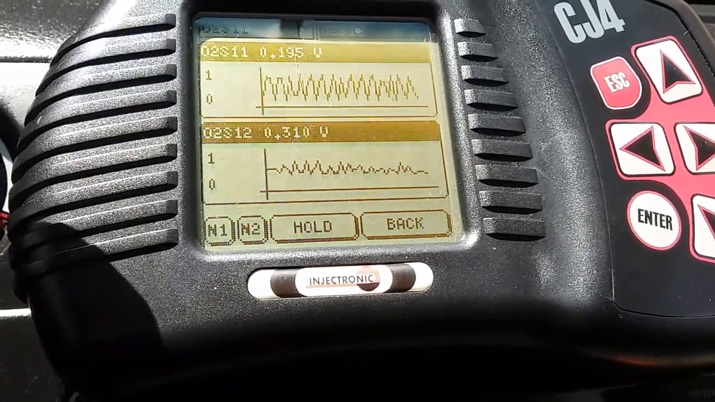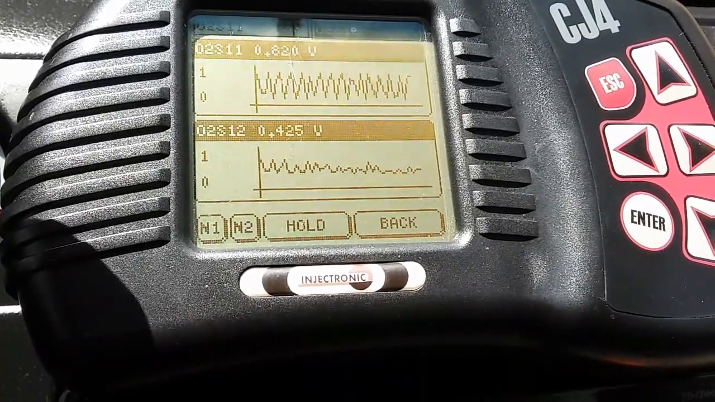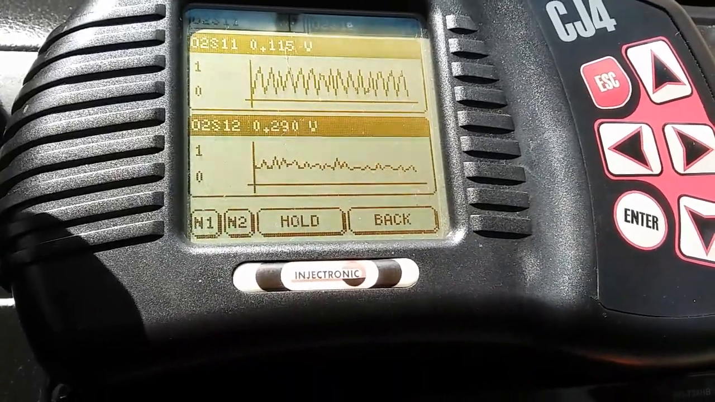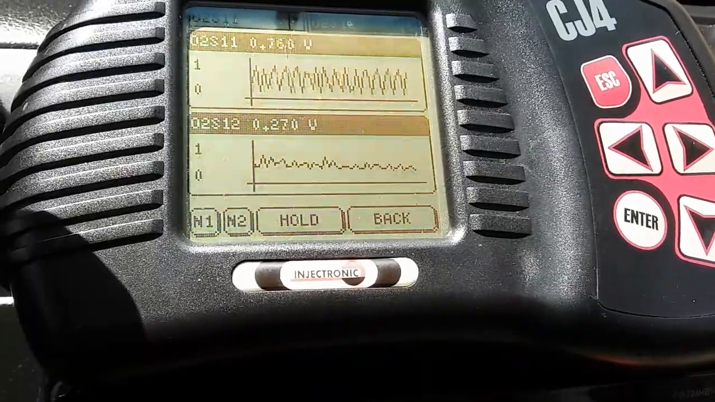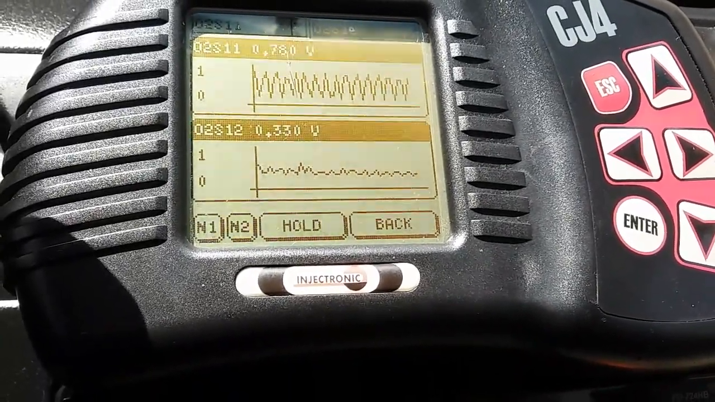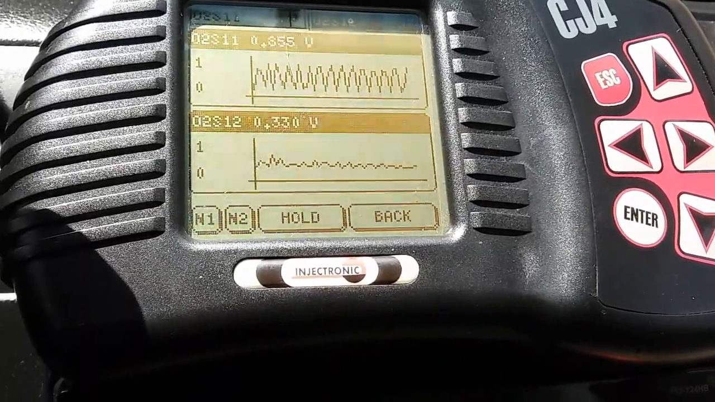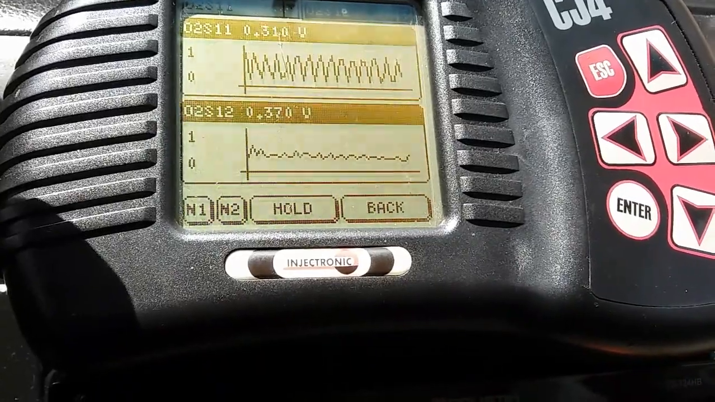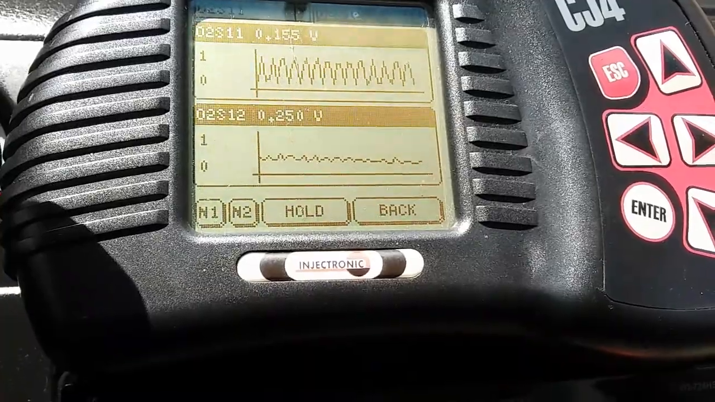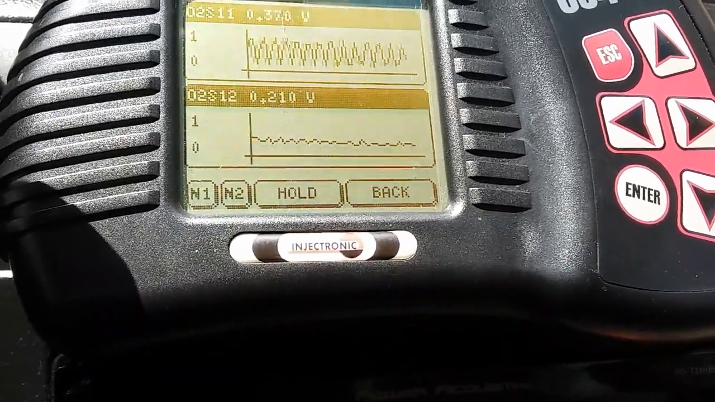This method number one is not really a 100% proof method of using, because there's always variables. But at least it gives you some type of direction, whether your catalytic is really starting to go bad or if it's really bad.